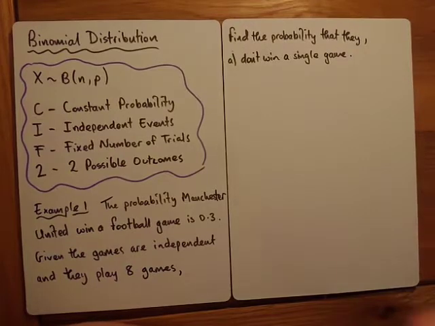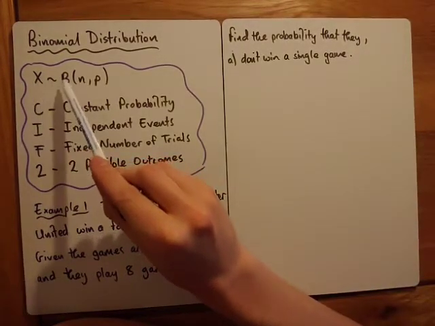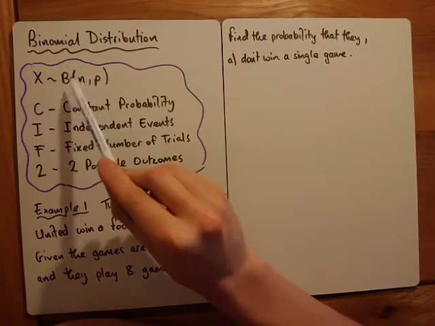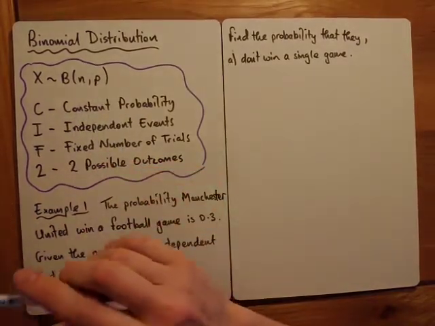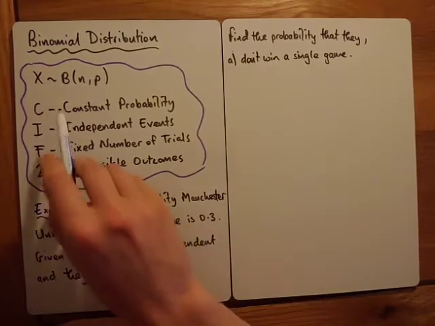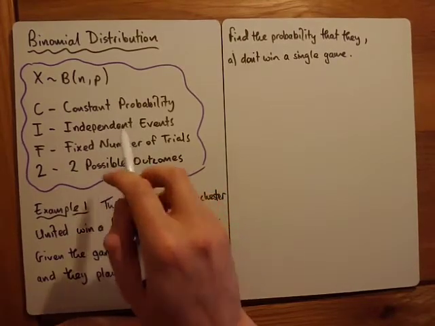Okay, so for a binomial distribution, the notation that we use would look like this. It'd say X follows a binomial. N stands for the number of trials and P stands for the probability. And the key things you're looking out for in a question, if it's a binomial distribution, obviously if it doesn't tell you in the question, because it might not. You've got a constant probability. The events are independent, so from one to the next.